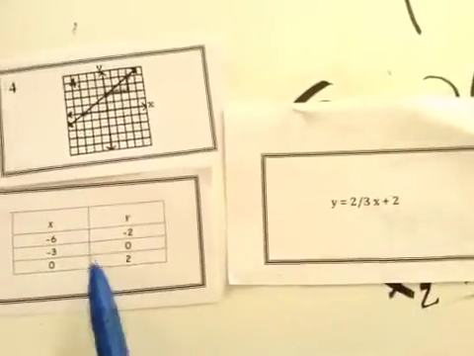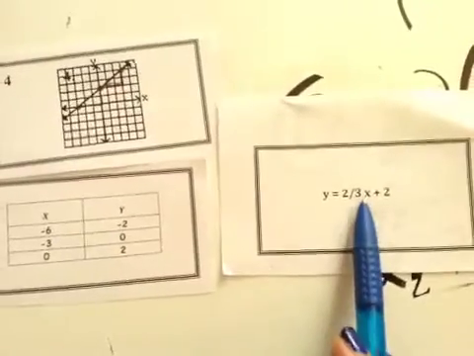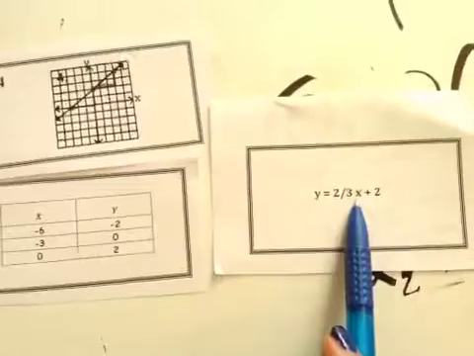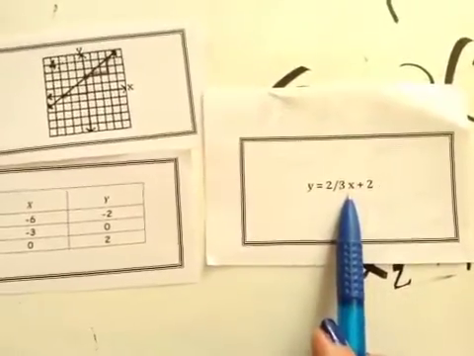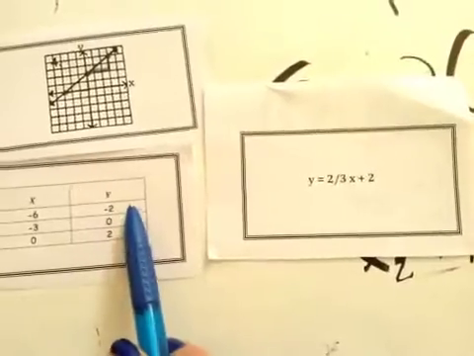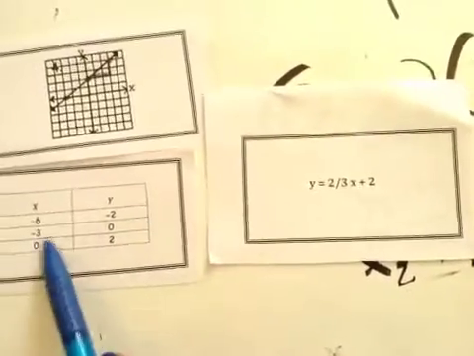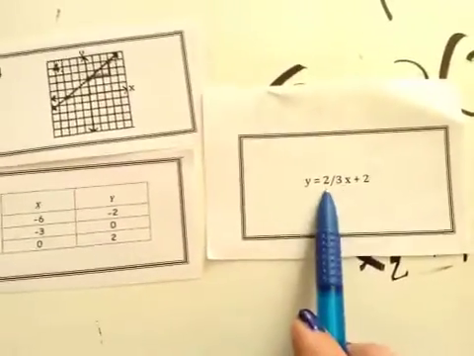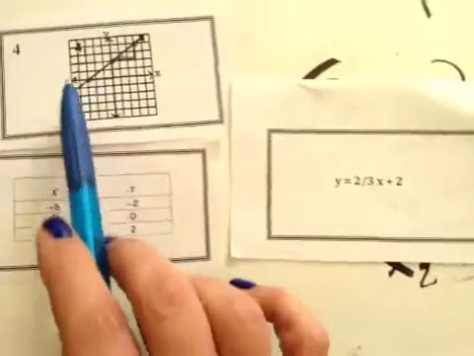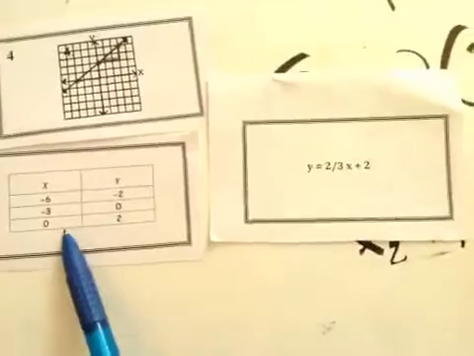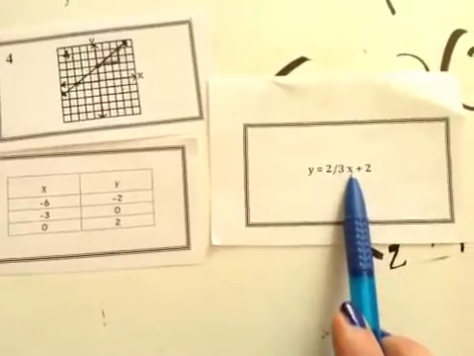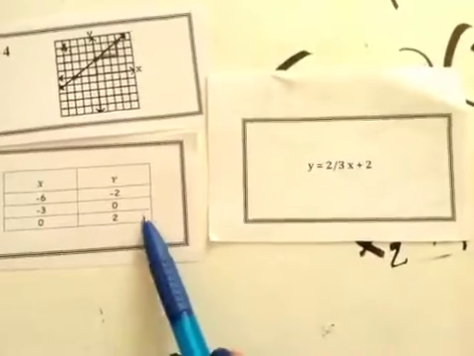So what I did is I inputted -6 into the equation, and I did -6 times 2, which is -12, divided by 3 is -4. -4 plus 2 is -2. Next I have 3, and I plug that in, and the output was 4. So you can see that point right there. And then I input, again, 0 for x. 0 times 2/3 is 0. 0 plus 2 is 2.